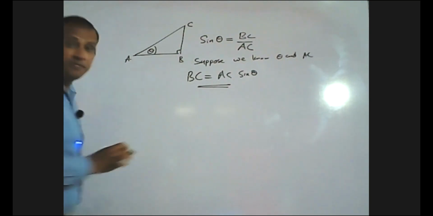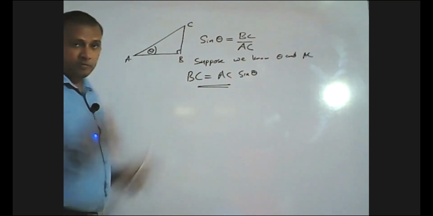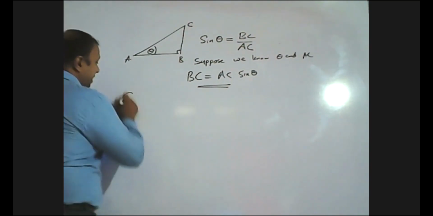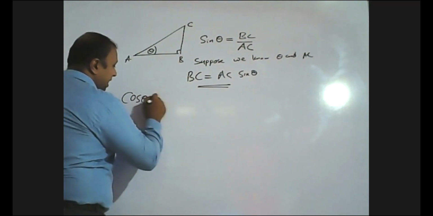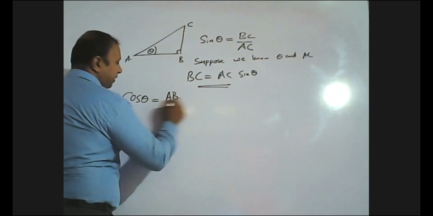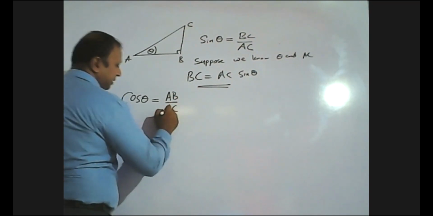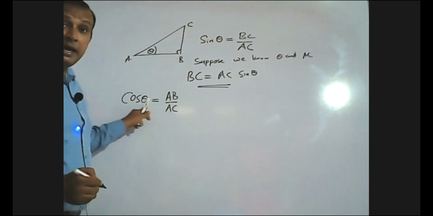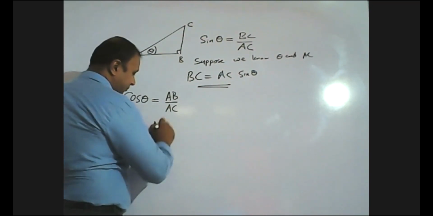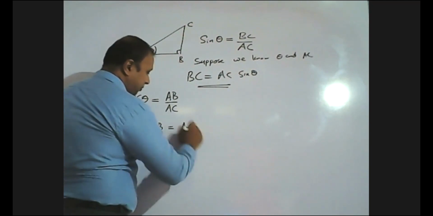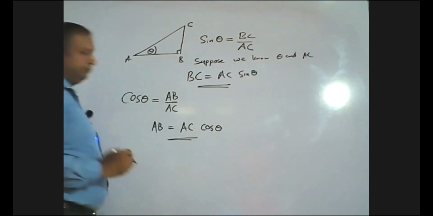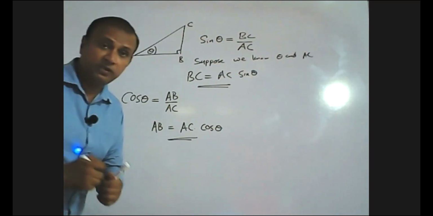Again, AB. How to find AB? I can use cos theta if you want to find AB. Cos theta is equal to AB over AC. I know the value of theta and AC. So I can write AB as the product of AC into cos theta. Look at this value.